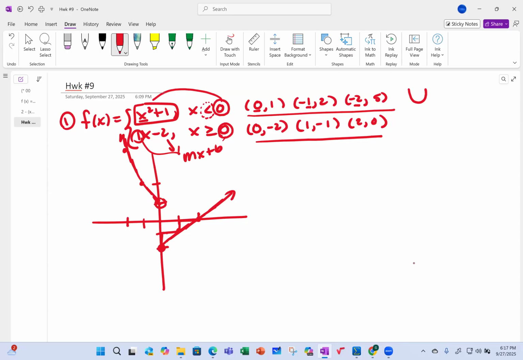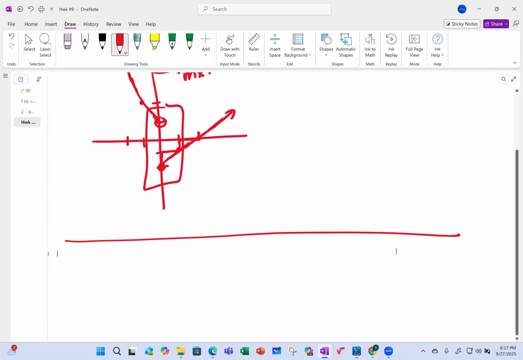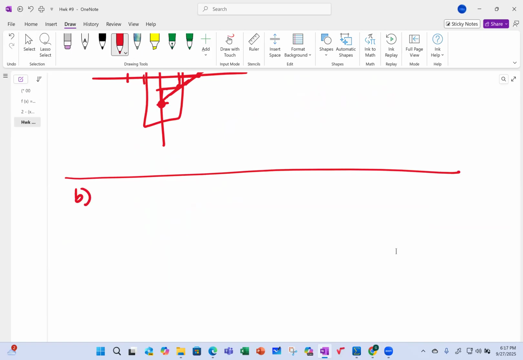Notice how this graph passes the vertical line test. There are no overlapping pieces. Okay, another one is B. f of x equals 2 minus x squared for x less than or equal to 1. And it's the square root of x for x greater than 1.